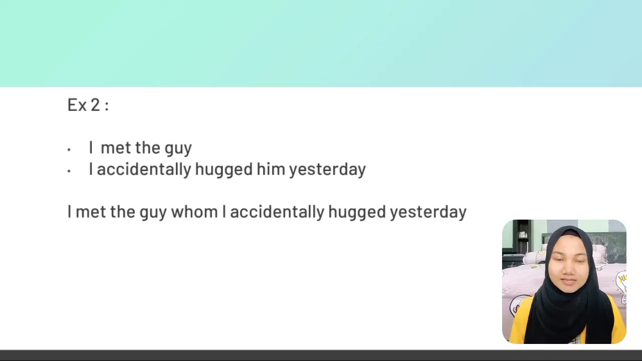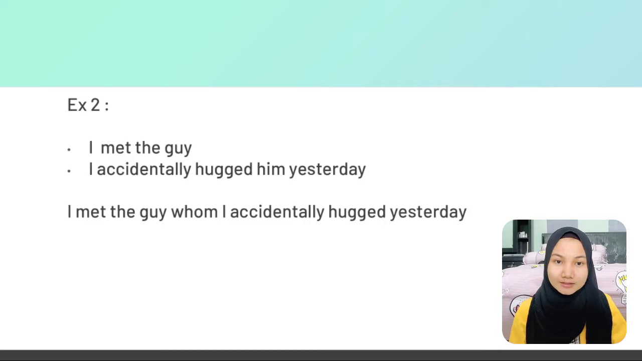Next, the second example. The first sentence is "I met the guy," and the second sentence is "I accidentally hugged him yesterday." "Accidentally hugged him" explains the guy in the first sentence. Because the guy is explained as an object, the conjunction that we must use is between whom, which, and that.